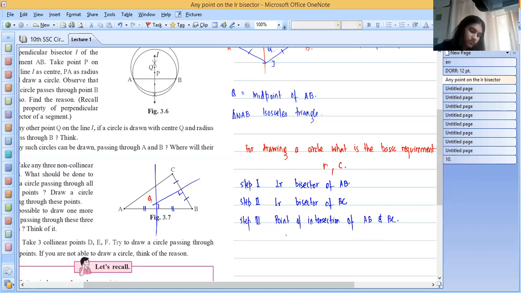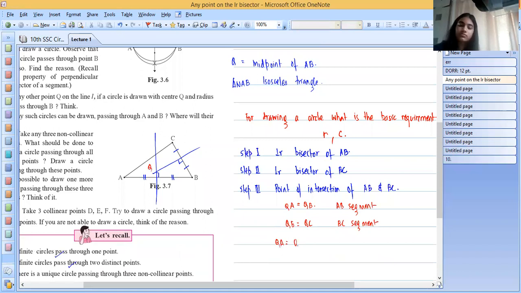So can you say that QA is equal to QB from what we have done before? From any point on the perpendicular bisector, it is equidistant from the endpoints of the segment. Yes. This is for segment AB. Can you say that QB is equal to QC for segment BC? Yes. So then, can you say that QA is QB is QC? That is the radius of the circle.